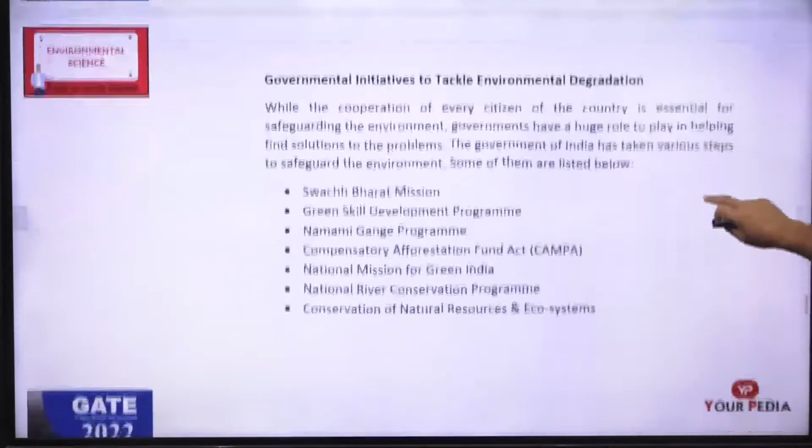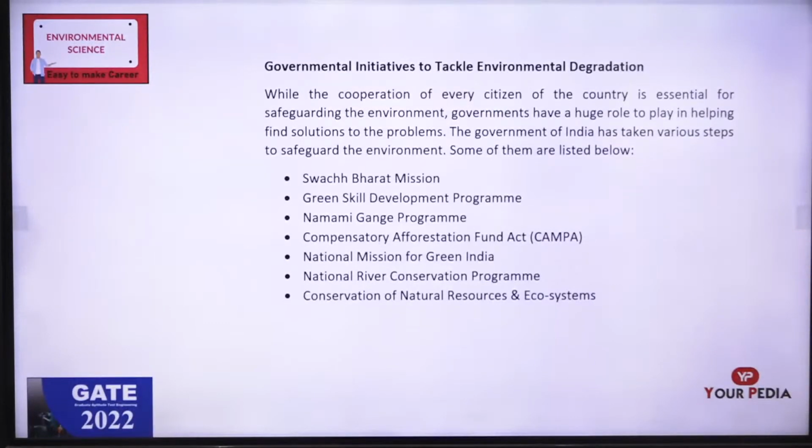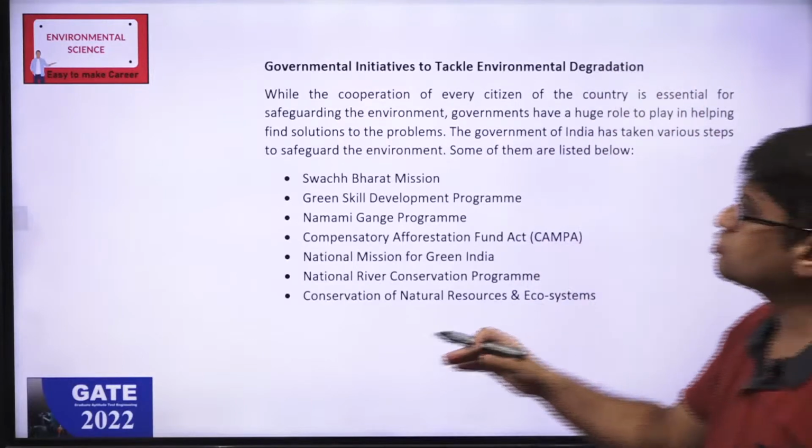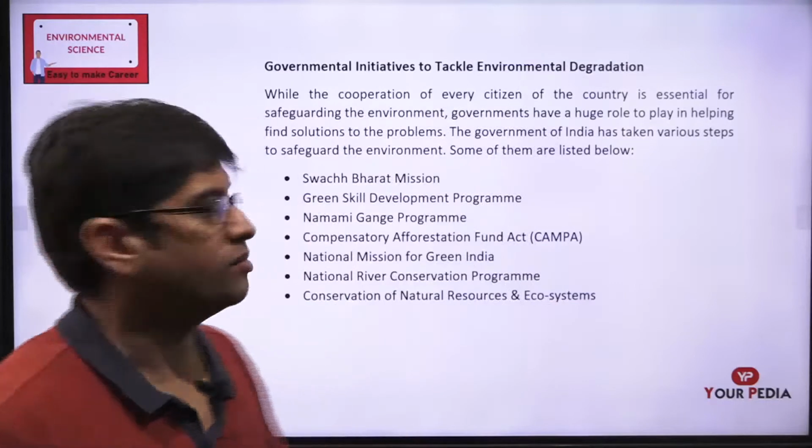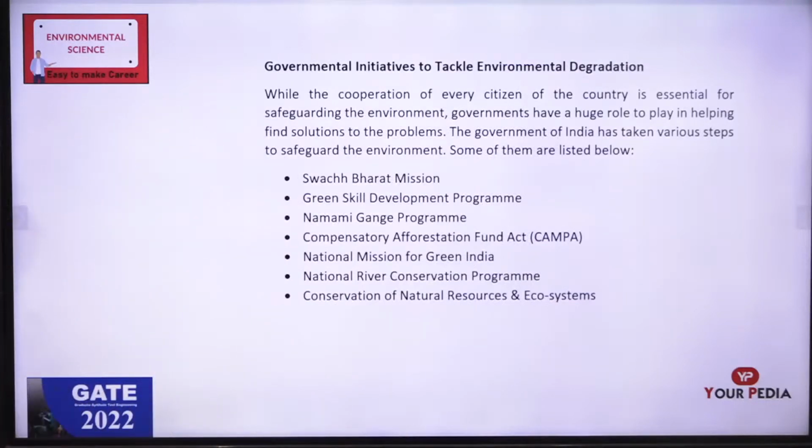Okay, government has taken some initiative to tackle environmental degradation. So what is the government doing in India to basically reverse this phenomenon of environmental degradation? Every citizen, every government should do something to protect the environment. What is government doing? Swachh Bharat Mission. Prime Minister Modi started Swachh Bharat Mission. That is the duty of everyone to keep the environment clean.